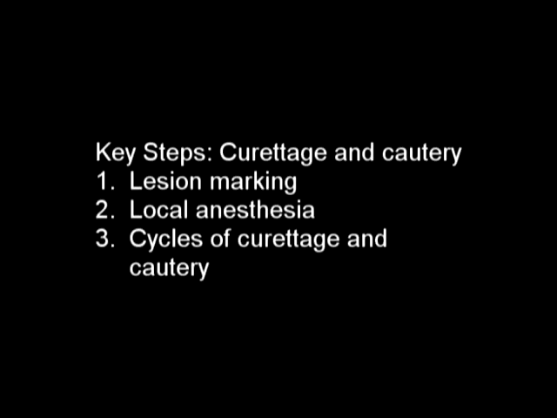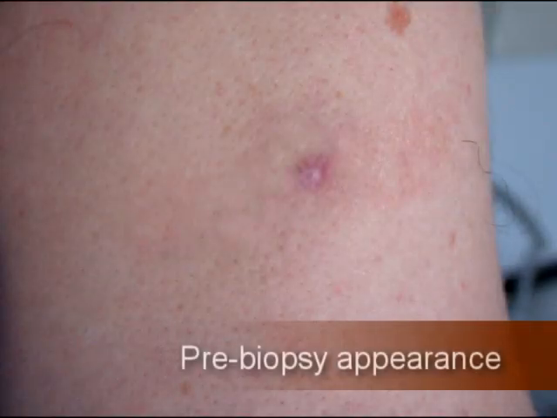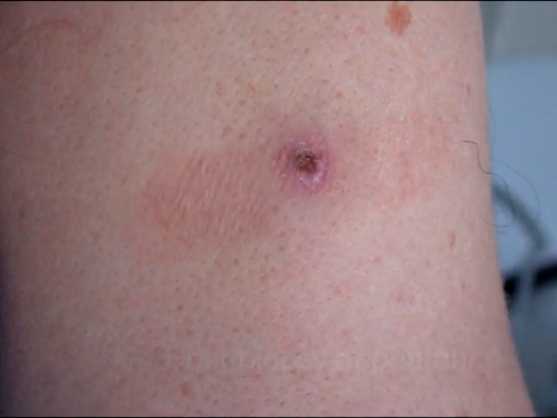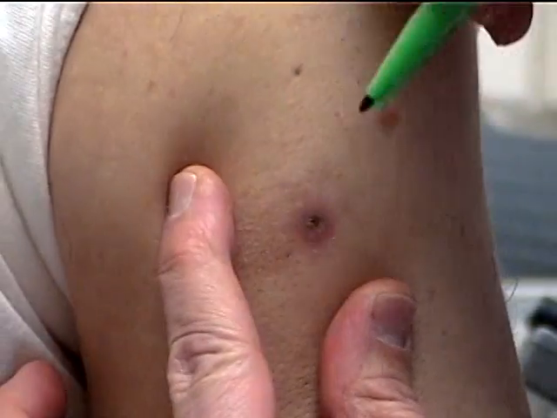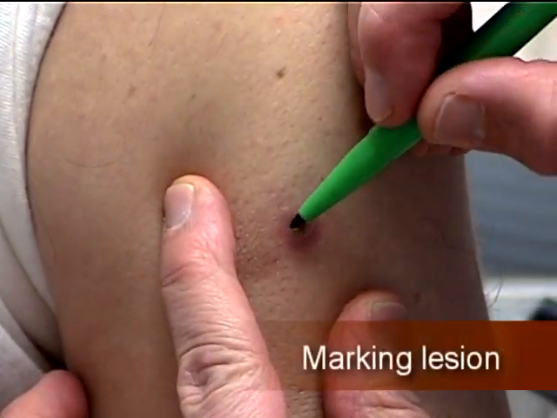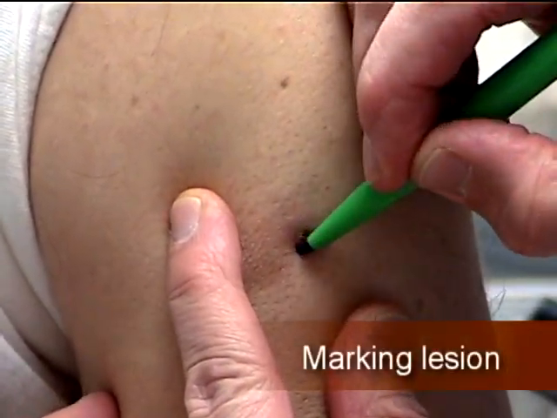Key steps: curettage and cautery, lesion marking, local anesthesia, cycles of curettage and cautery. Punch biopsy of a suspicious lesion on the patient's arm confirmed basal cell carcinoma. After histologic diagnosis, the patient returned for curettage and cautery as a treatment option.